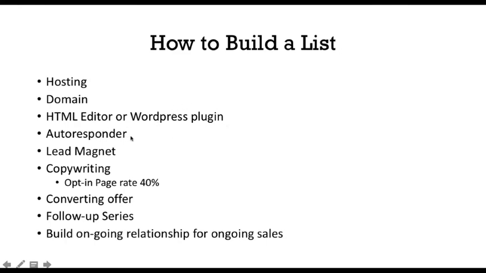You would need an autoresponder. You would need a compelling lead magnet to give away to get people to get on your list. You would have to have some sort of copywriting skills, because on your opt-in page, you want to have a good subject line, headline, some copy on there that's going to compel people to actually enter in their name and email address, so you can get at least a 40% opt-in rate. You got to have a converting offer. So either you have to know how to choose the offer that's going to convert, or you have to create an offer for yourself that's going to convert.